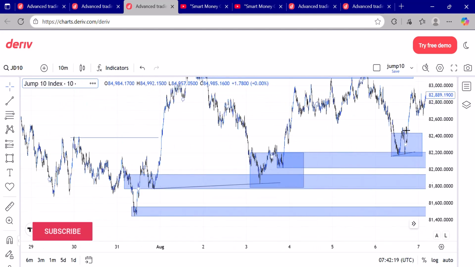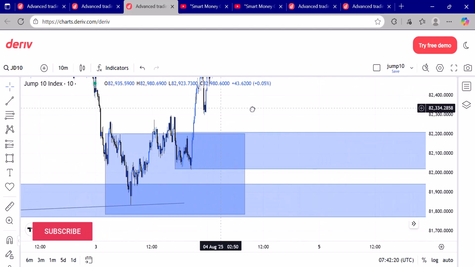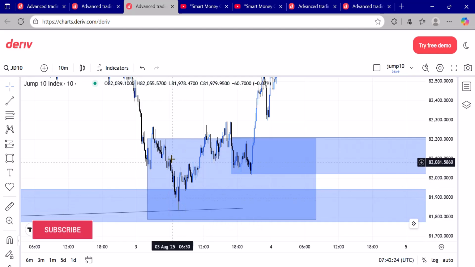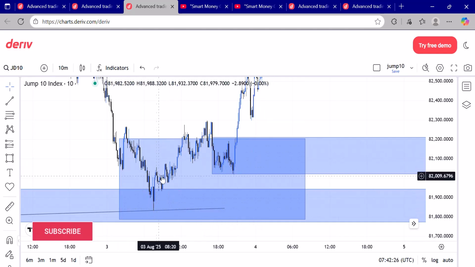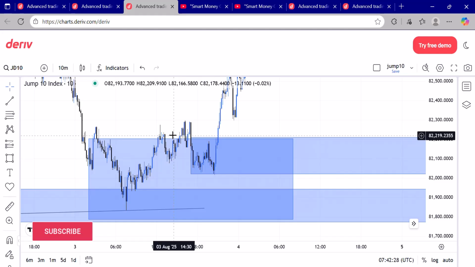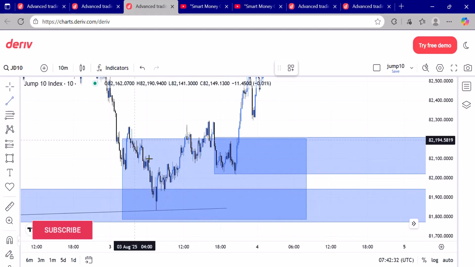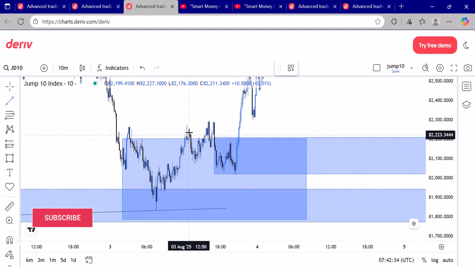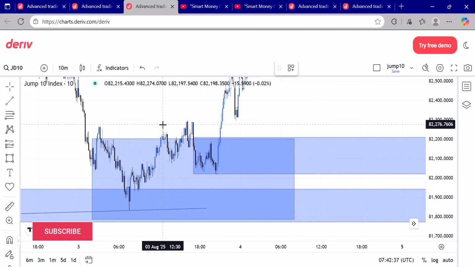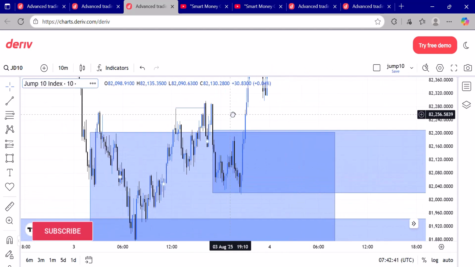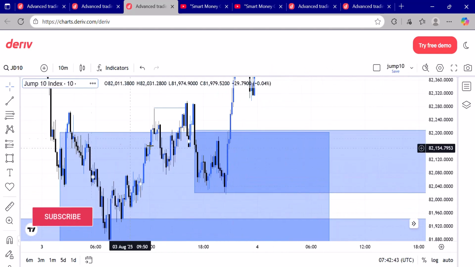If we go to our 10 minutes time frame, what do we see? We saw price came in and tapped into our zone. Let's look for a break of structure. So when price came in and tapped into our zone, there was a break of structure here. This was a break of structure.